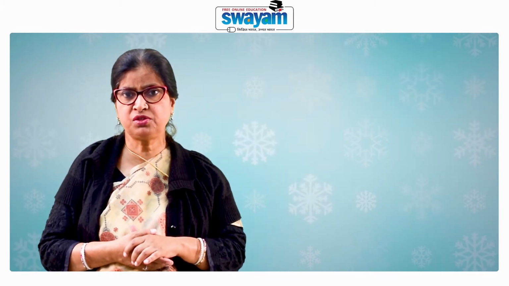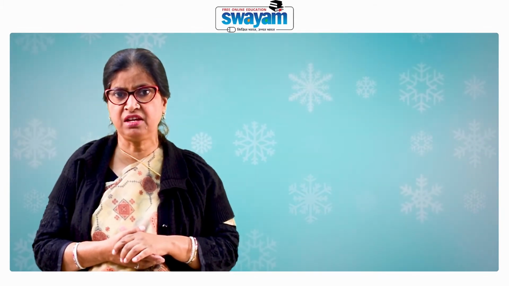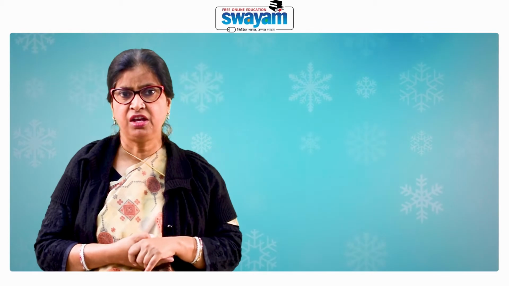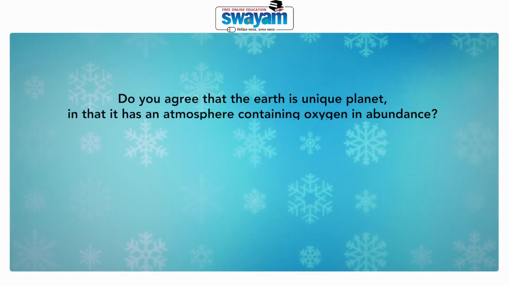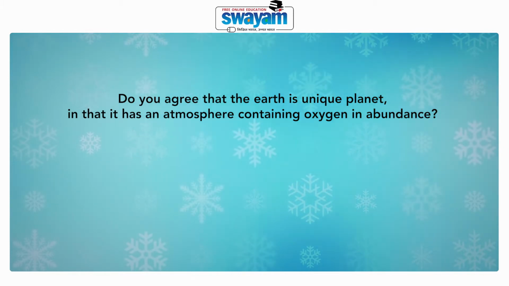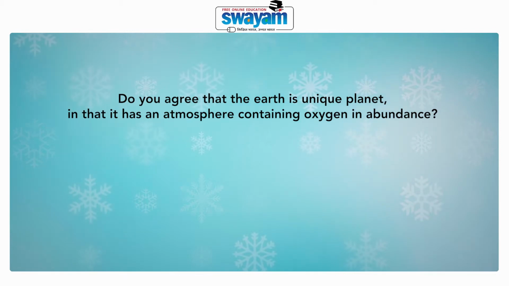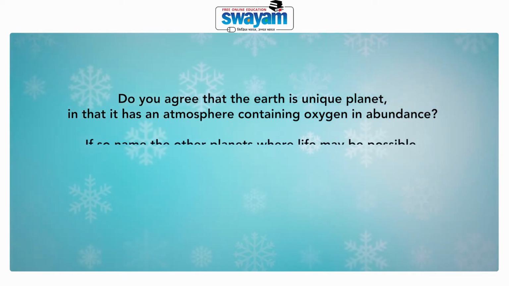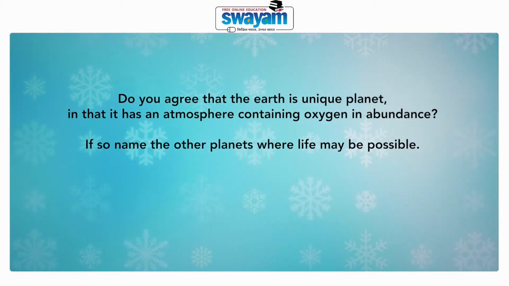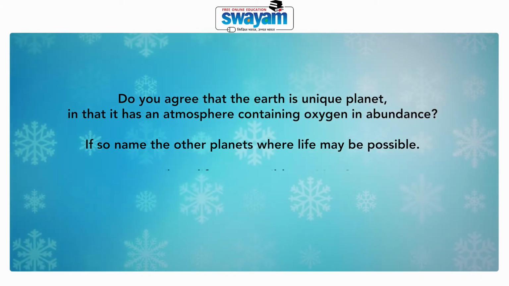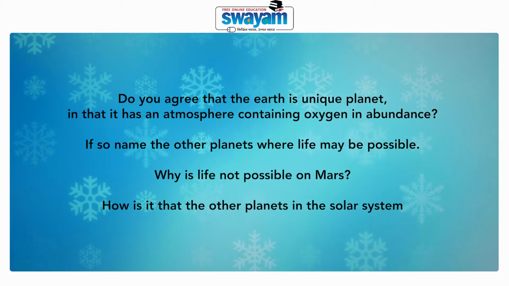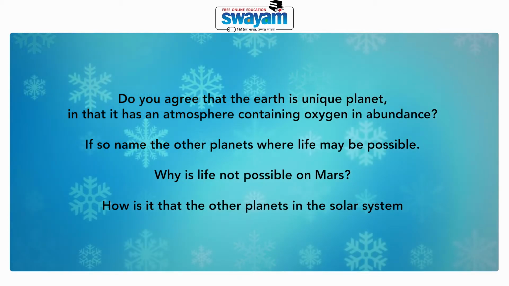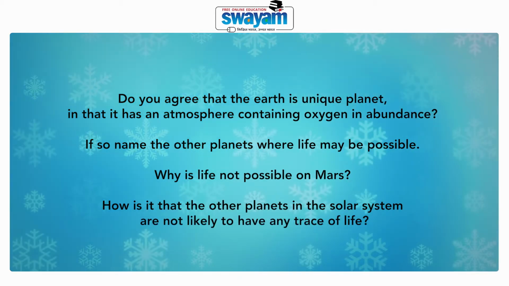Ask your students to give their opinion and think over it. Do you agree that the earth is a unique planet in that it has an atmosphere containing oxygen in abundance? If so, name the other planets where life may be possible. Why is life not possible on Mars? How is it that the other planets in the solar system are not likely to have any trace of life?